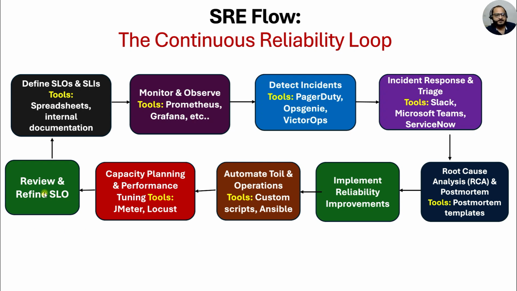Then review and refine SLOs. They will review again and refine the SLOs as well. So this is basically a continuous reliability loop. If a single incident happens, they basically go through the complete flow. They will see what the issue was, they will define the RCA, they will do the postmortem, and improve. So a lot of things basically.